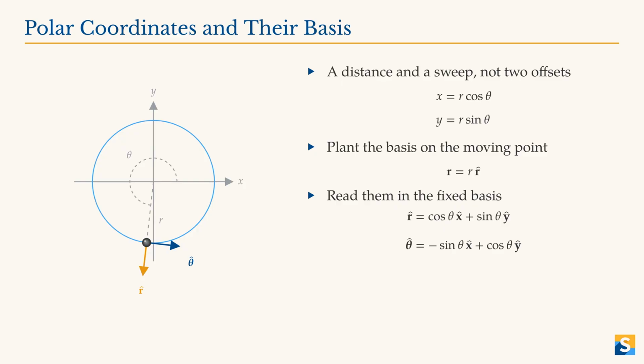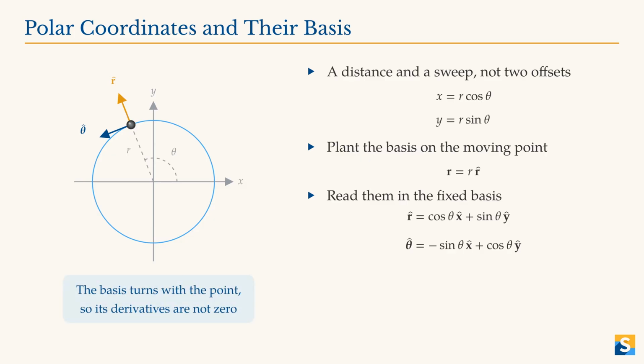Watch them ride the point around the circle. The fixed axes never move. These two turn as the point turns, and that changes everything. That is the price and the power of this frame. The basis depends on where you are. So if we want acceleration, we cannot just differentiate the numbers. We must differentiate the basis vectors too. That is exactly where we go next.